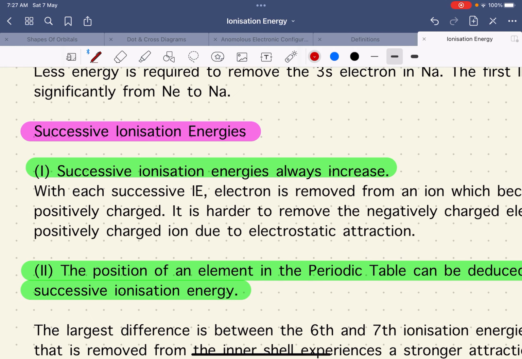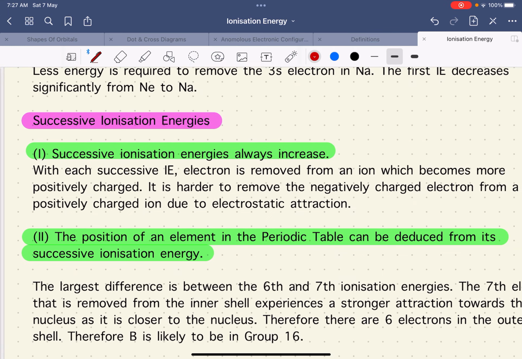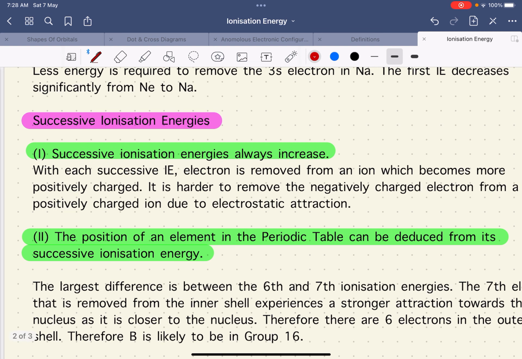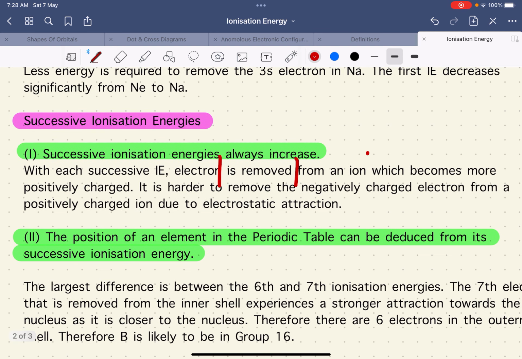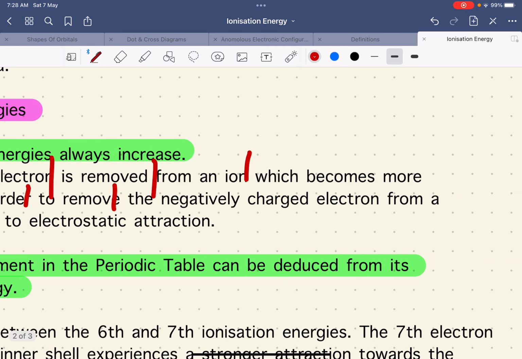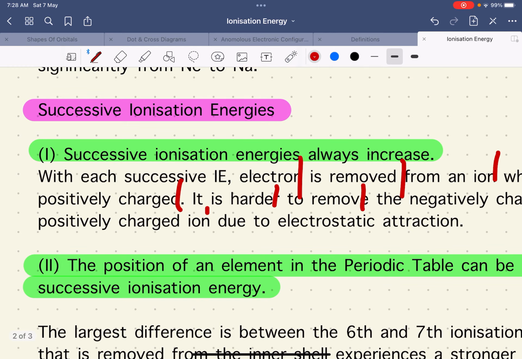Thanks. Right, let's look at successive ionization energies. Successive ionization energies always increase. Why is this the case? With each successive ionization energy, an electron is being removed from an ion which becomes more positively charged. Hence, it is harder to remove the negatively charged electron from a positively charged ion due to electrostatic attraction.